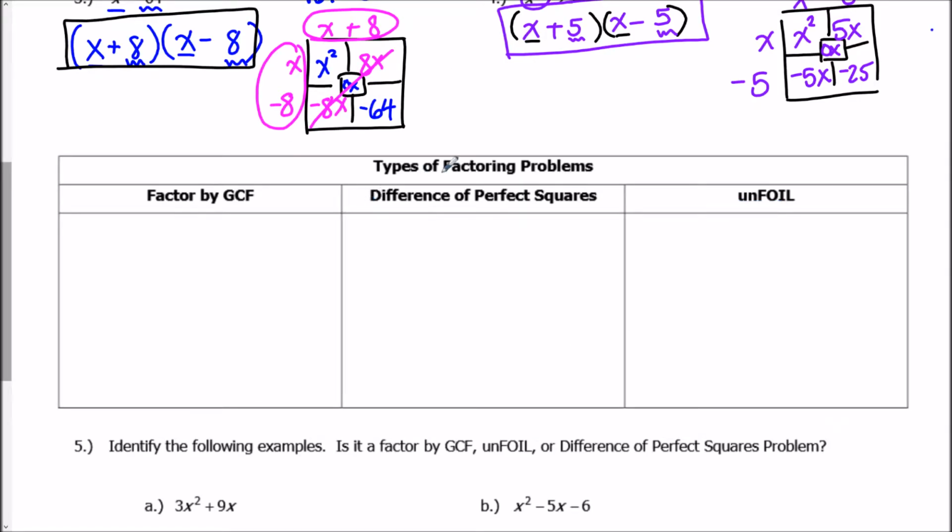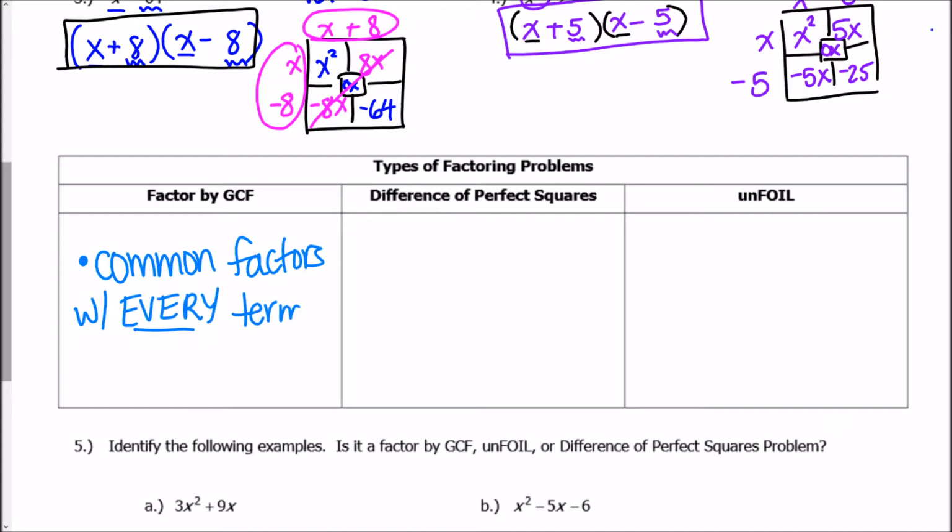Okay, so now we've learned about 3 different types of factoring problems, and what we need to do now is be able to identify which type of factoring problem is which, okay? So if it's a factor by GCF problem, then we will know it's factored by GCF by the fact that there are common factors with every term. So you're going to always ask yourself, is it a GCF question?